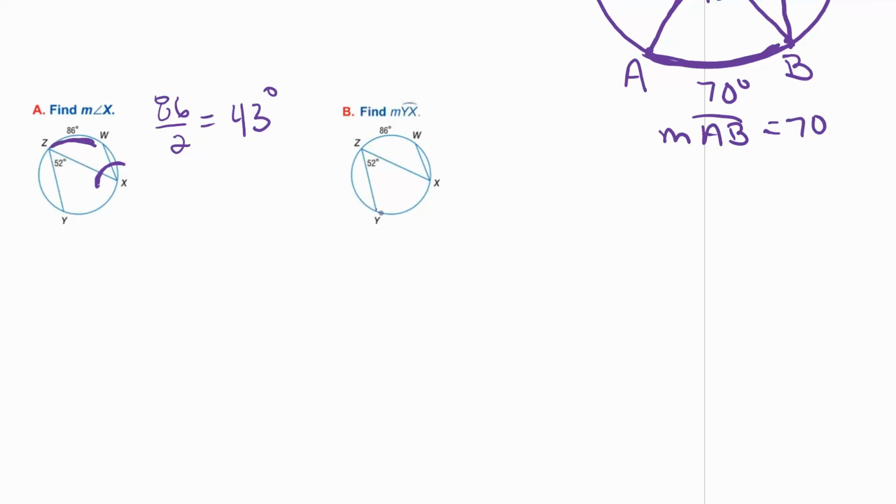In problem B, this time we're given the value of the inscribed angle, and we want to find the value of the intercepted arc. The inscribed angle is 52 degrees, so the intercepted arc would be 52 times 2, which would give us 104 degrees.